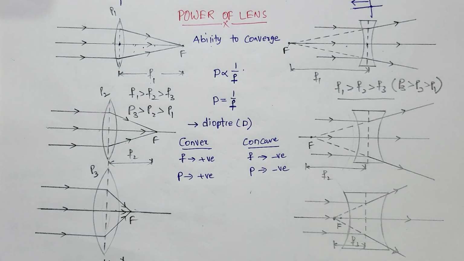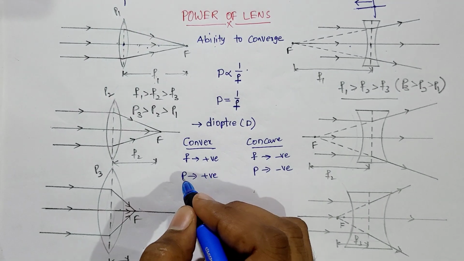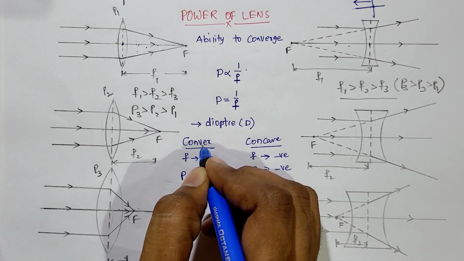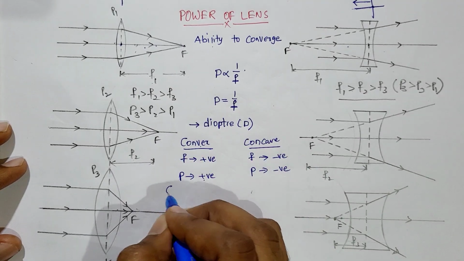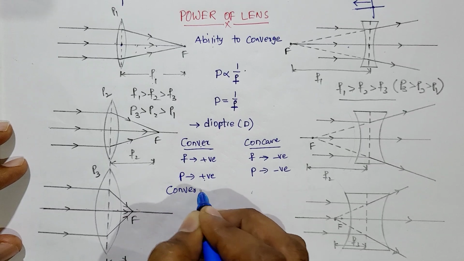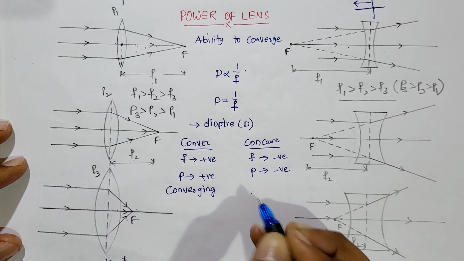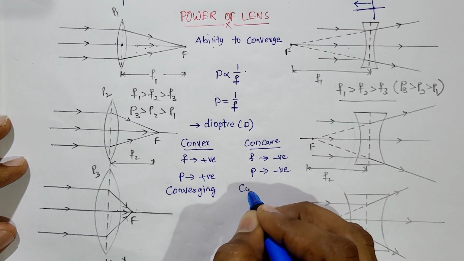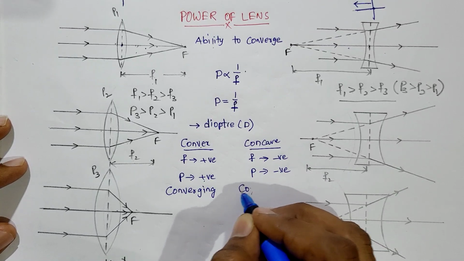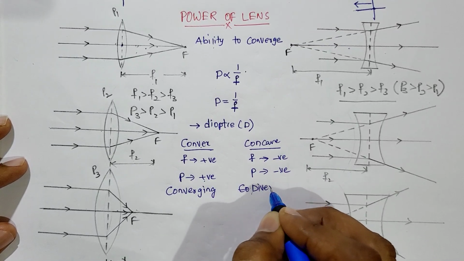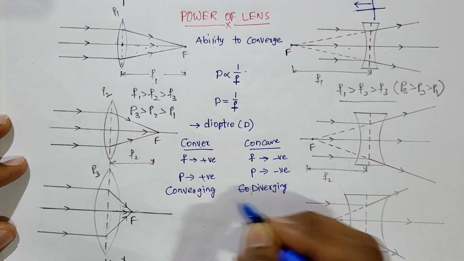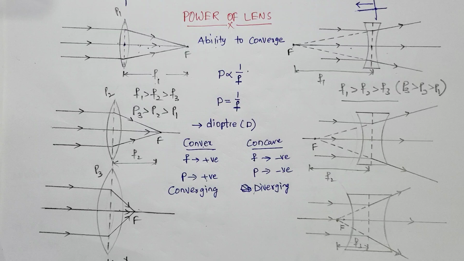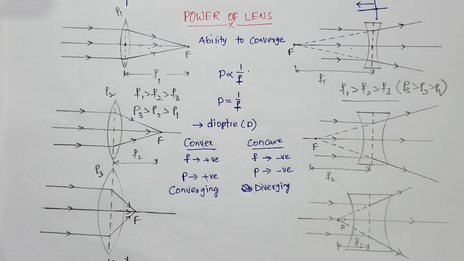So you have to understand that when they give power as positive, it is a convex lens. Convex lens is also known as which lens? Converging lens. Convex lens is also known as converging lens. When they give power as negative, it is a concave lens. Concave lens is also known as diverging lens. Okay. So this is some theory about power of lens.